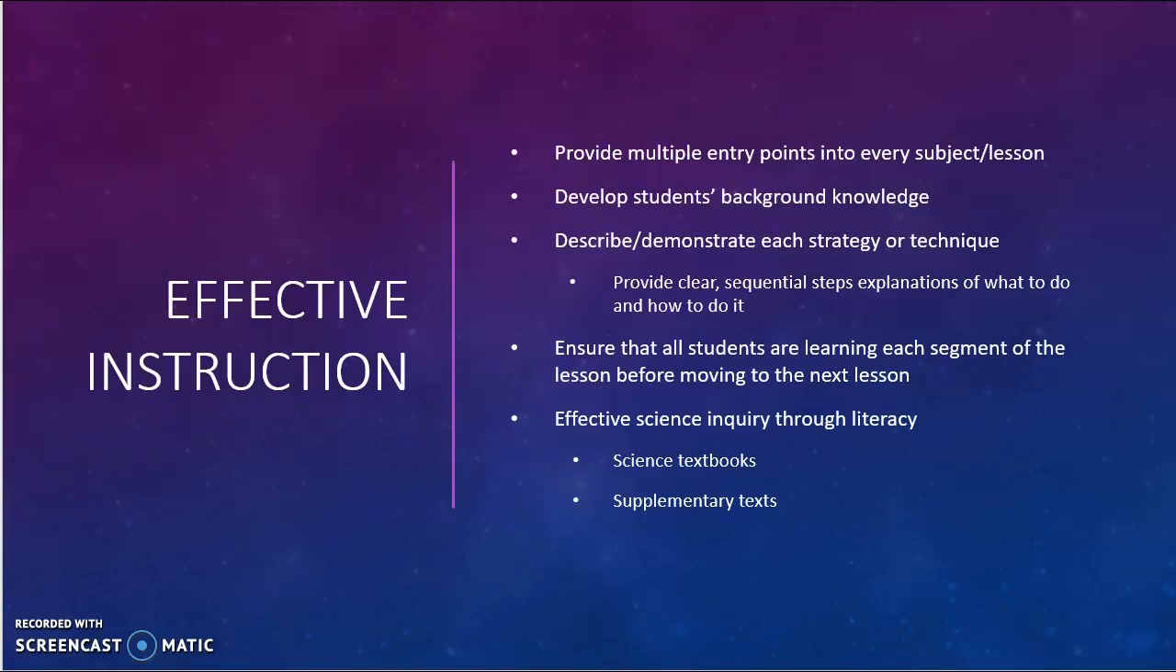This is really helpful. And then you want to ensure that all students are learning each segment of the lesson before moving on to the next lesson. So teachers can use formative assessments, formal or informal, to see where students are at, engaged or understanding, before moving on to the next. Like I said, science education is a continuum. They need to have that background knowledge. They need the foundation before they're able to go to the next step.